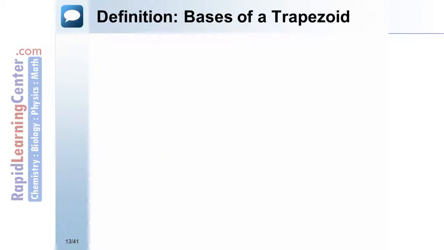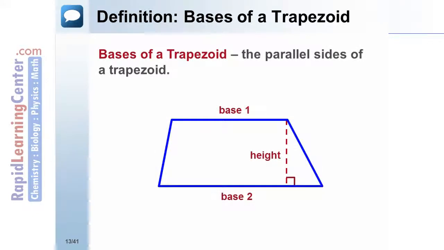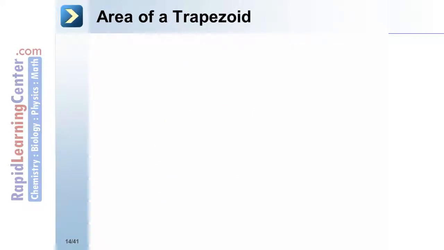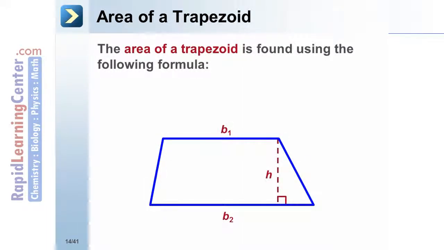Definition: bases of a trapezoid. The bases of a trapezoid are the parallel sides of a trapezoid. Area of a trapezoid. The area of a trapezoid is found using the following formula. A equals 1/2 times H times the quantity B sub 1 plus B sub 2, where H is the height and B sub 1 and B sub 2 are the bases of the trapezoid.